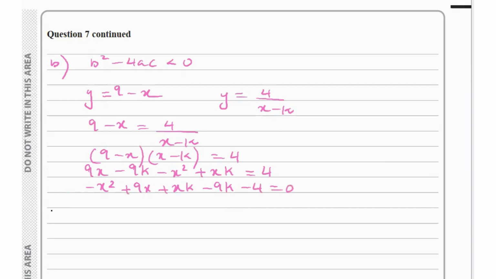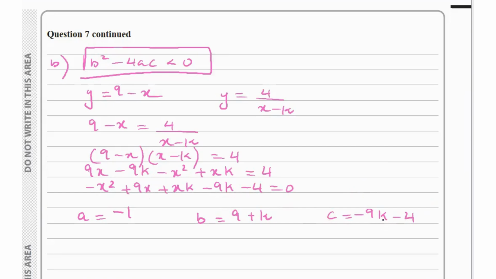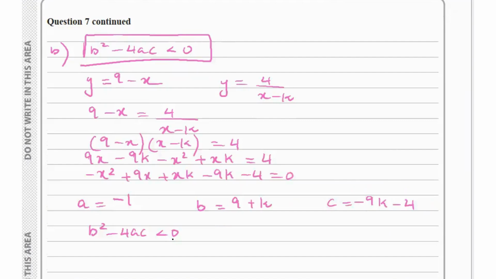This is our equation. Since we're going to use b squared minus 4ac is less than 0, a is going to be the coefficient of x squared, which is negative 1. b is going to be the coefficient of x, which is 9 plus k, because we have two x terms. So when we take x common, it gets multiplied with 9 plus k. And c is going to be negative 9k minus 4, which is our constant value. So b squared minus 4ac is less than 0.